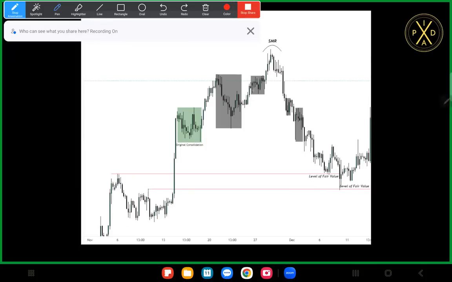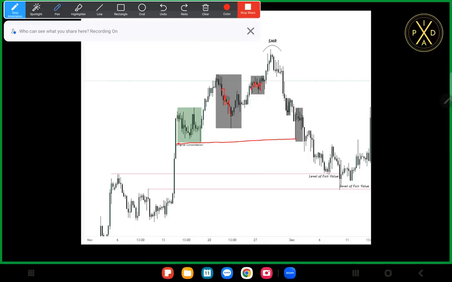But basically, price is then creating this market maker sell model right here. So here's that original consolidation. Price is reaccumulating here, and then price goes higher over here, and then it changes its state of delivery, and then it comes lower, and then it takes out this original consolidation, and then it comes a little bit lower because the area that it's seeking is this level of fair value.